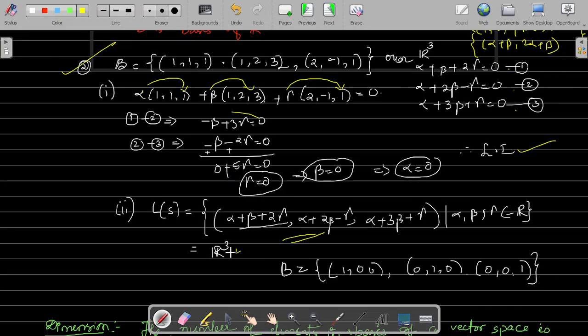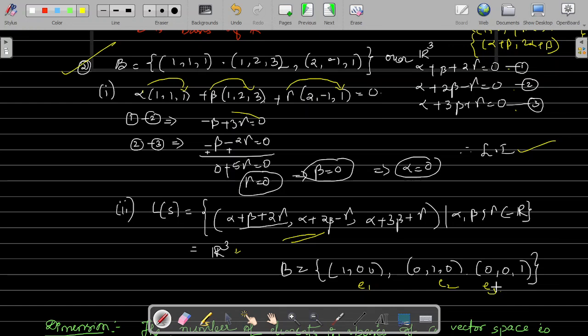It becomes a basis of the vector space R cube. You can have a standard basis for R cube also, that is (1, 0, 0) as e1, (0, 1, 0) as e2, and (0, 0, 1) as e3. This is called a standard basis of the given vector space R cube.